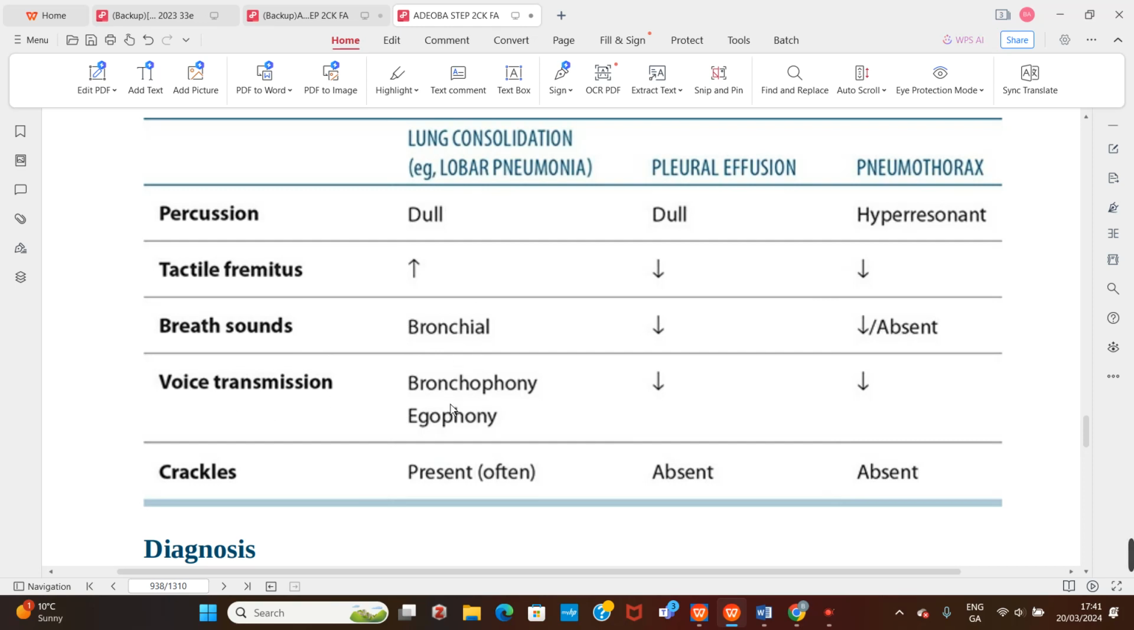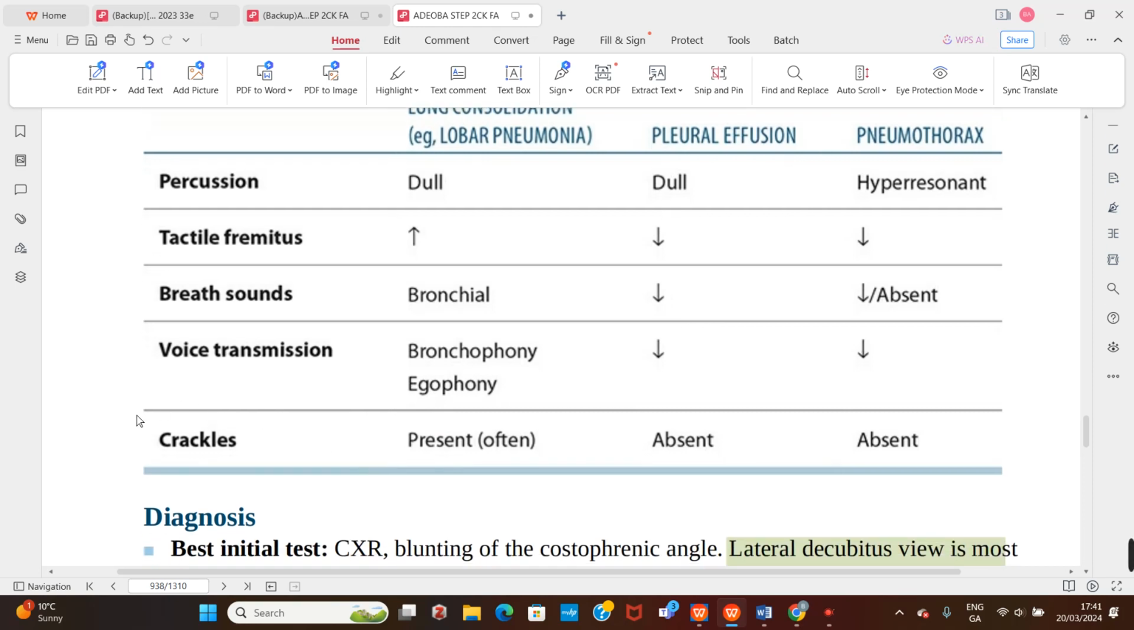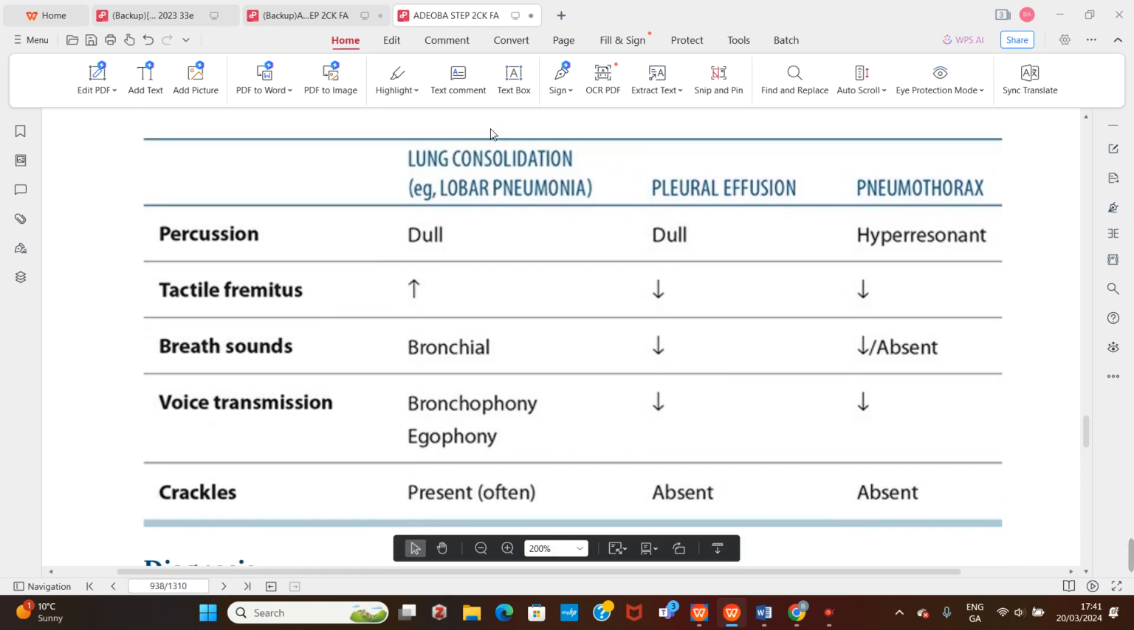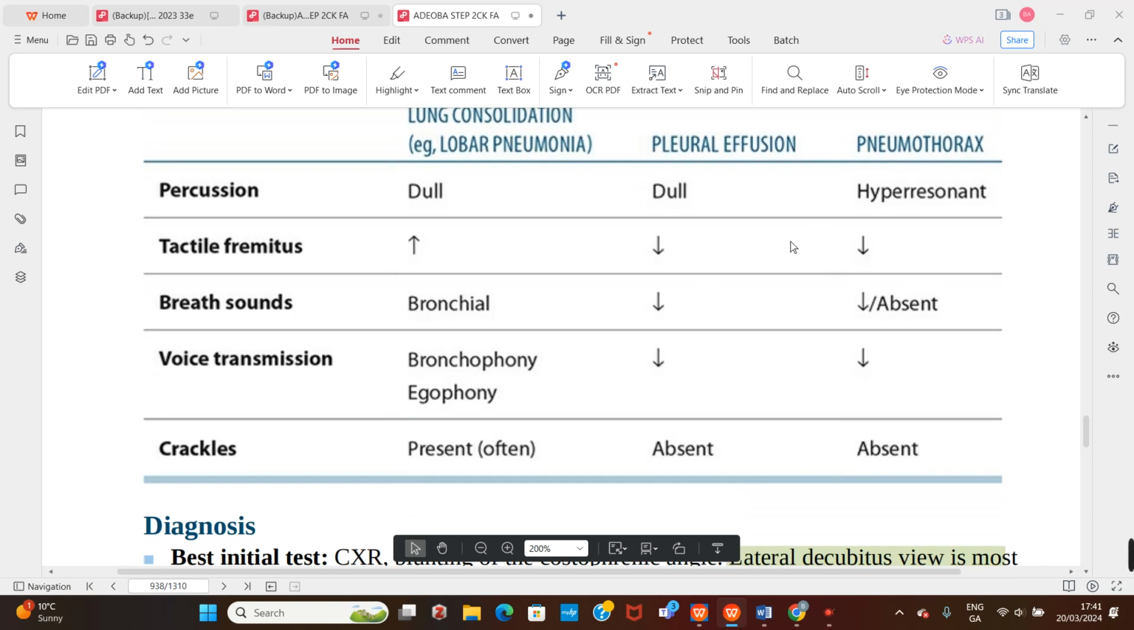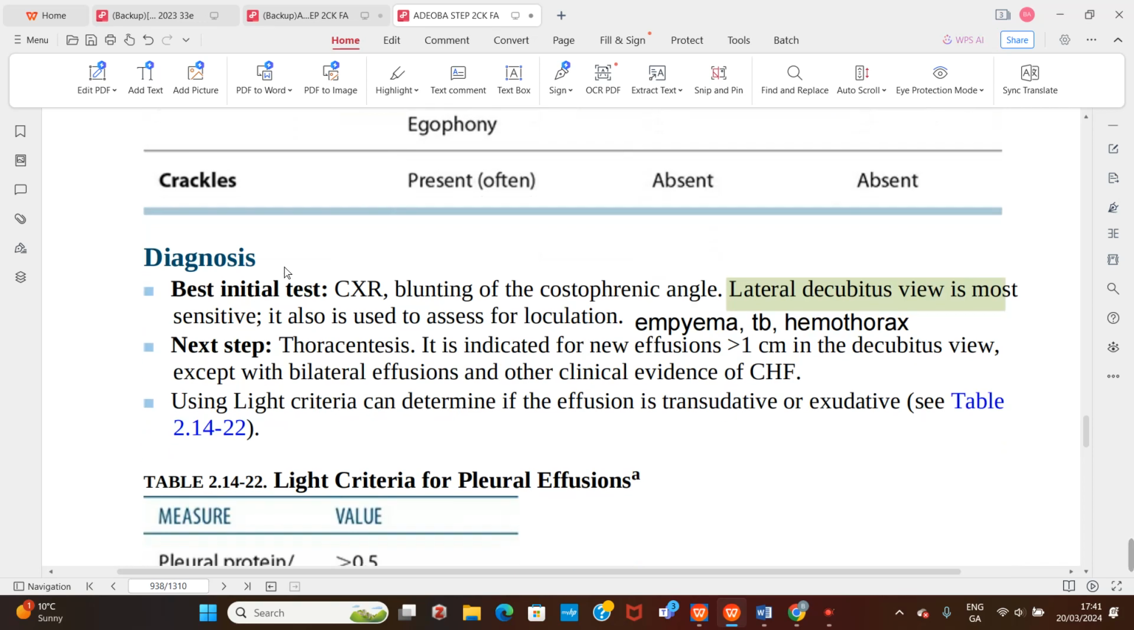Voice transmission is going to be high too in consolidation. So you hear the egophony, the bronchophony. I've talked about this. Egophony, we tell the person to pronounce E, you are hearing hey. So for pleural effusion and pneumothorax it is reduced. You typically hear crackles in people with pneumonia, but it's absent in pneumothorax and pleural effusion.